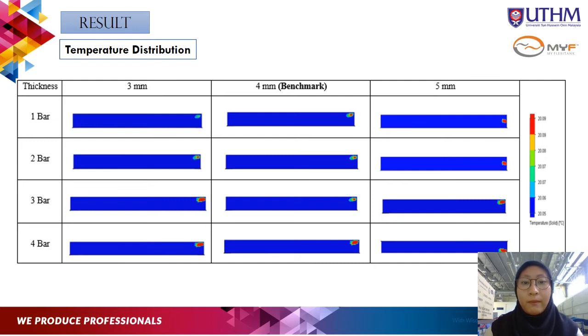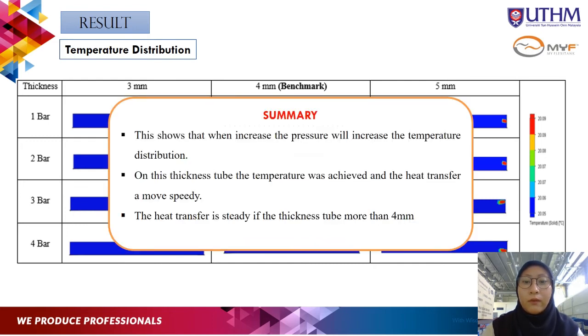So for the summary for the temperature distribution, this shows that when the pressure increases, the temperature distribution will increase. On this thickness tube, the temperature was achieved and the heat transfer moves speedily. The heat transfer is steady if the thickness tube is more than 4 mm.